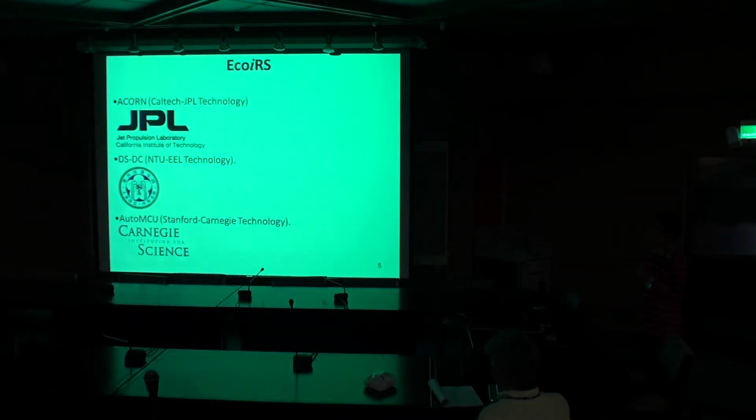So ECO-IRS integrates three major components. One is the atmospheric correction using ACORN, invented by JPL and Caltech. The other is the cloud and shadow removal, which removes these noises from the images, and the codes are written by myself. And Auto-MCU is a mixture analysis model invented by Stanford University and the Carnegie Institution.